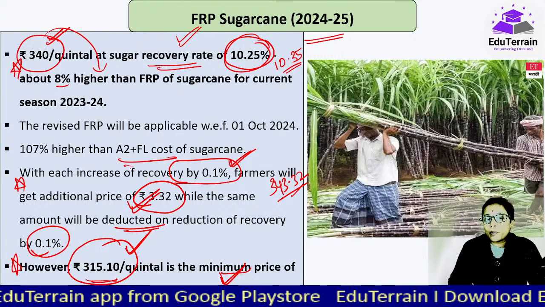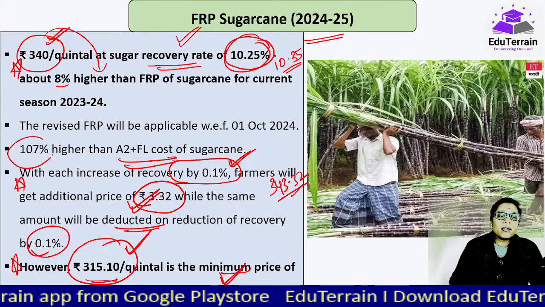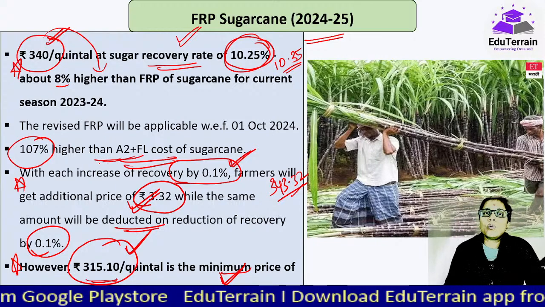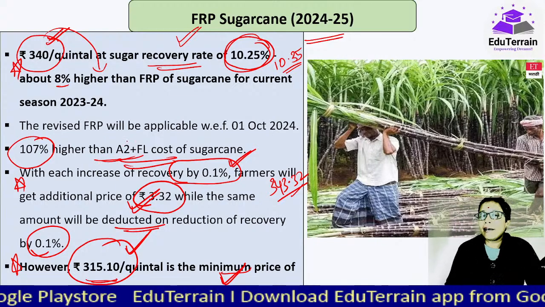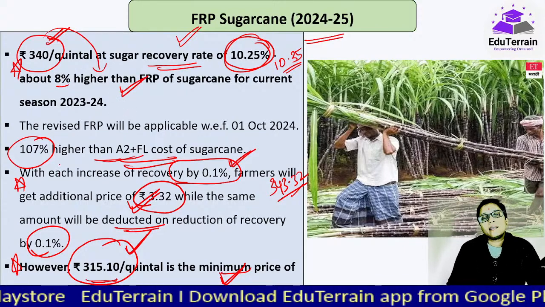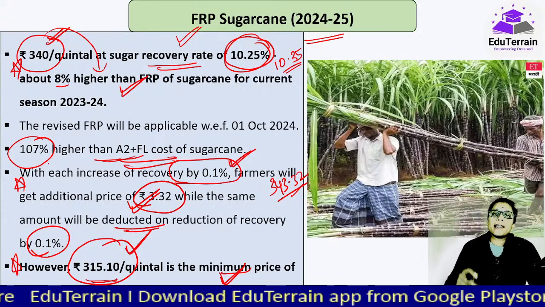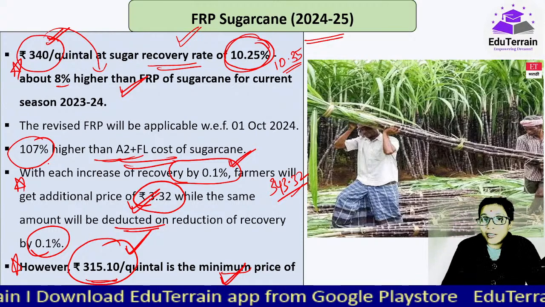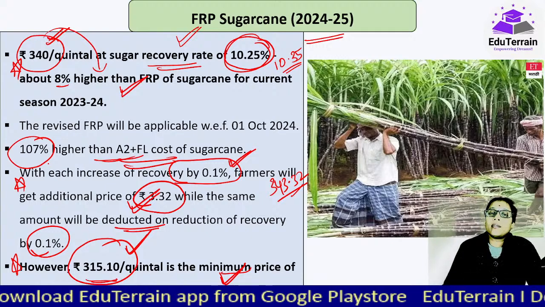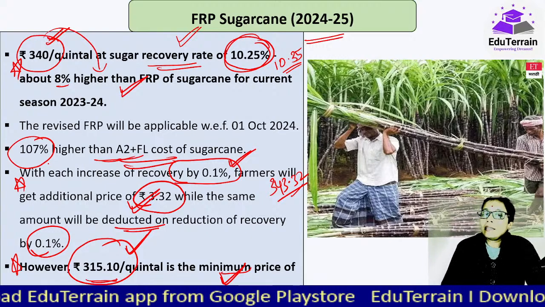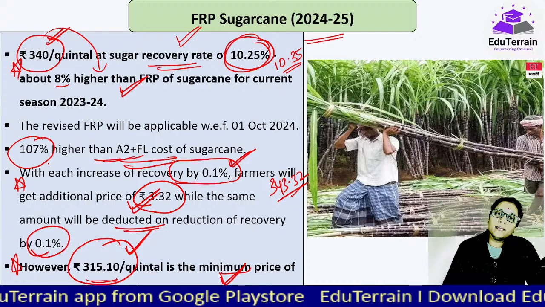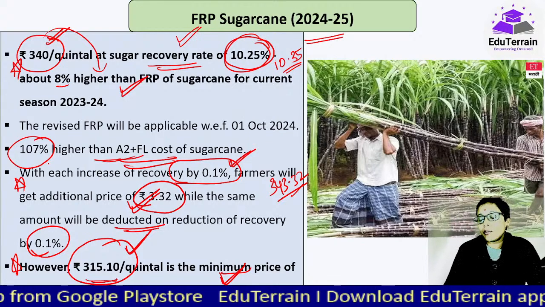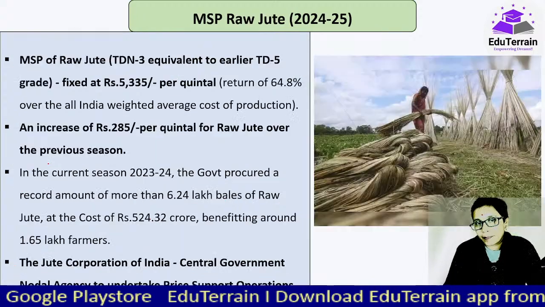As per the A2 plus FL cost, it is 107% higher than A2 plus FL. That is close to again 2 times the cost of production that the FRP has been fixed. That's why it's called as fair and remunerative. The farmer who has put in a lot of efforts into growing, so the higher the recovery rate, higher would be the FRP that he would receive. Okay, that's why it's called as fair and remunerative price rather than MSP.